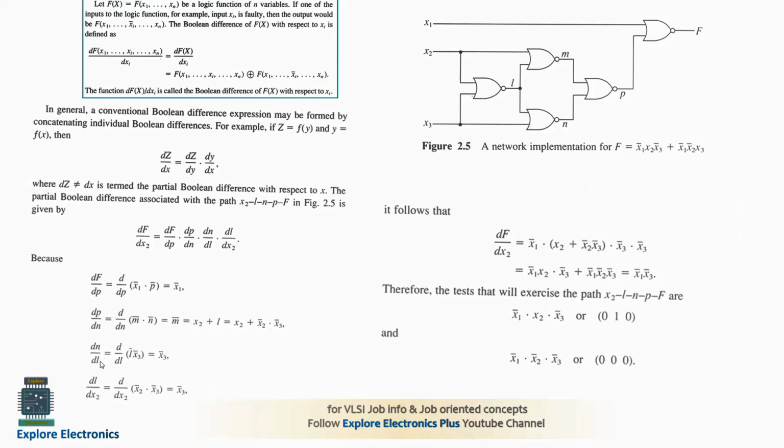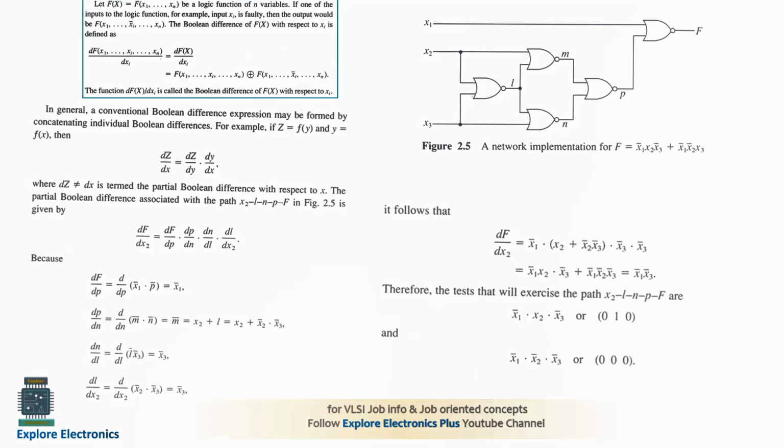Similarly dn with respect to dl, dl with respect to dx2, we got all these. Then we need to multiply all these four terms. df divided by dx2 will be x1 into this term into this term into this term. All four terms we need to multiply. Finally we will be getting this expression. Therefore the test that will exercise the path will be x1 bar into x2 into x3 bar, this will be one of the set, or x2 bar, x1 bar, x3 bar, that can be the set. This is how we need to find the test pattern for the given expression or the path.